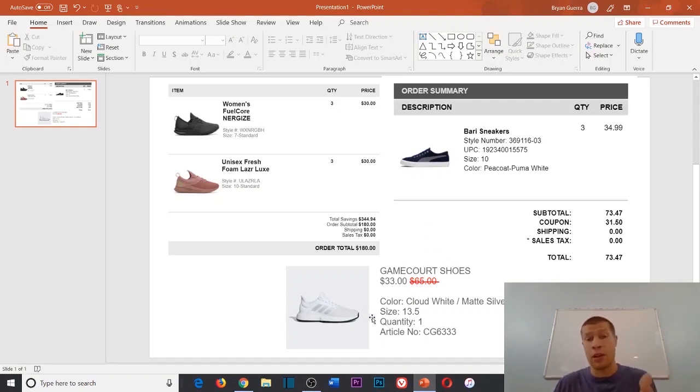Here's an example. Look, I literally bought the 13.5 because this one was only... 13.5 is kind of big for a men's size. It's a little bit on the bigger side.